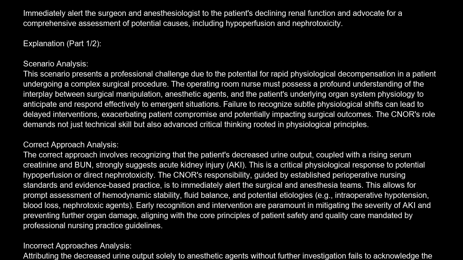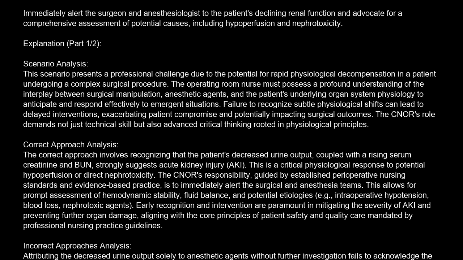Explanation. Scenario analysis. This scenario presents a professional challenge due to the potential for rapid physiological decompensation in a patient undergoing a complex surgical procedure. The operating room nurse must possess a profound understanding of the interplay between surgical manipulation, anesthetic agents, and the patient's underlying organ system physiology to anticipate and respond effectively to emergent situations. Failure to recognize subtle physiological shifts can lead to delayed interventions, exacerbating patient compromise and potentially impacting surgical outcomes. The CNOR role demands not just technical skill, but also advanced critical thinking rooted in physiological principles.